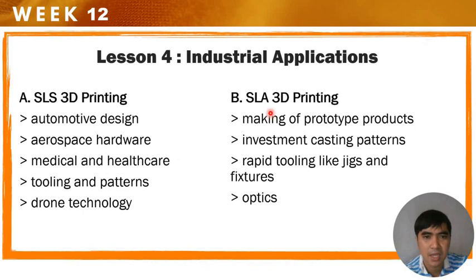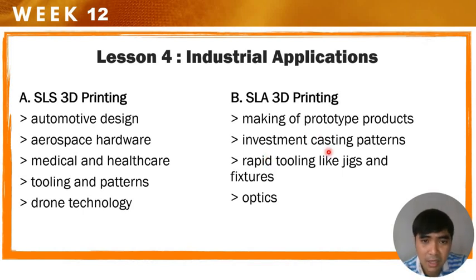Okay. Then SLA: making of prototype products, investment casting patterns. So you will see here in the application of SLA that it is more in small applications, meaning the applications here do not require very hard materials. So the products here in SLA are softer than SLS 3D printing, because they can be used in the modeling or just prototyping of products.